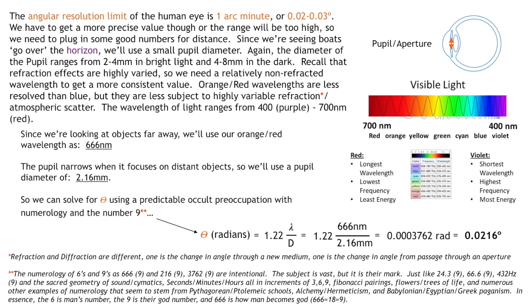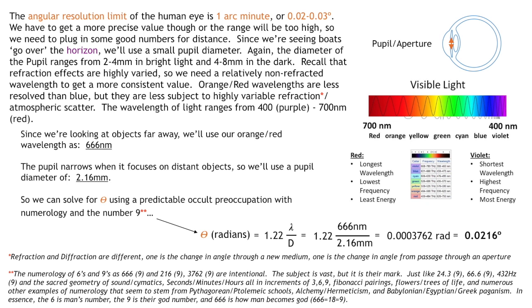9, such that theta in radians is equal to 1.22 wavelength divided by diameter, which is 666 nanometers divided by 2.16 millimeters. That gives us our number in radians, which is also adding up to 9 as we'll go through. And that gives us an angular resolution theta of 0.0216 degrees. So again, I chose these numbers on purpose. The numerologies of 6s and 9s as 666, which adds up to 9, and 216, which also adds up to 9, and 3762, which also adds up to 9, are on purpose, very intentional.